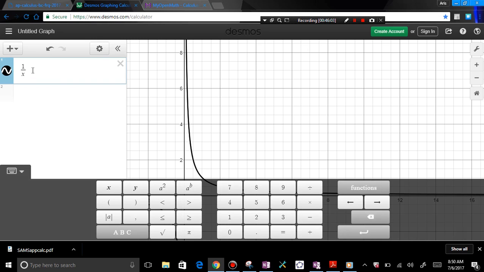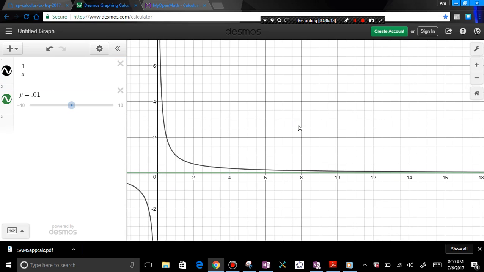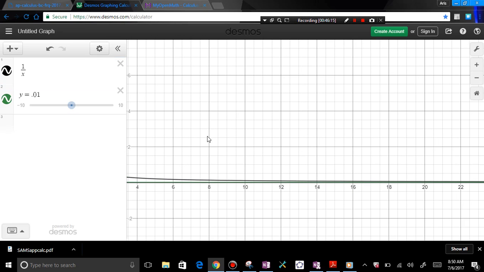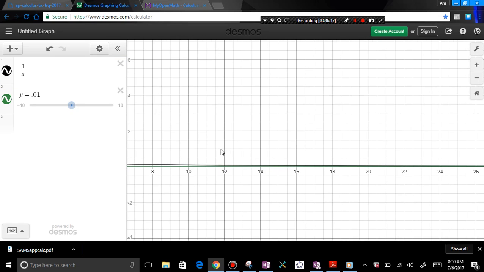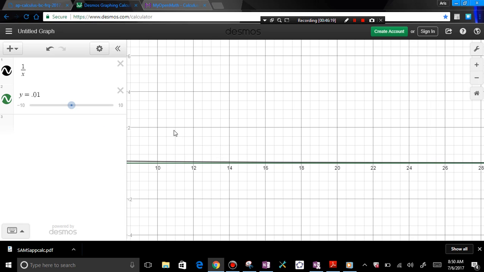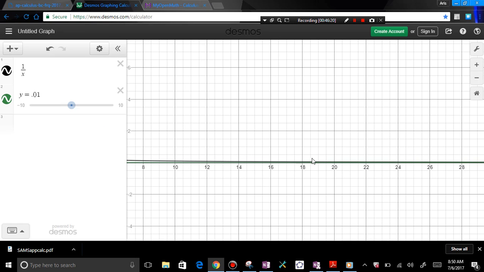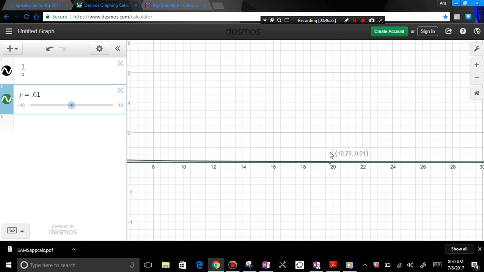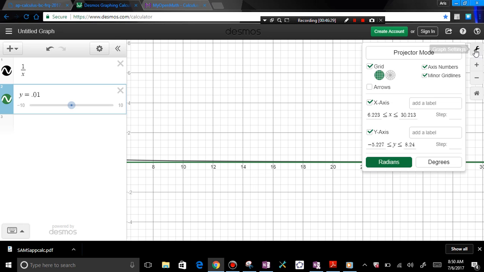One over x. She says, I think it stays above 0.01. And you just need to go out far enough. How far do you think you need to go to get under 0.01? Past the 100. Past the 100, it's past 0.01. And we can adjust that, right?